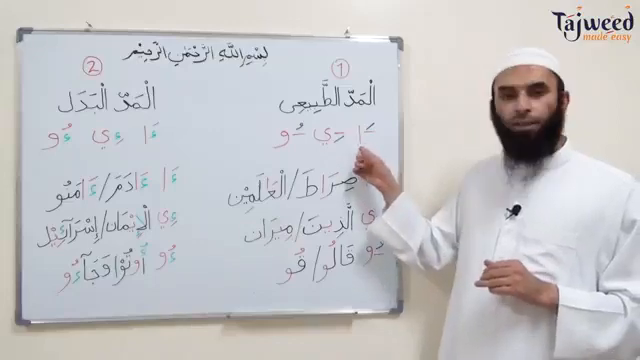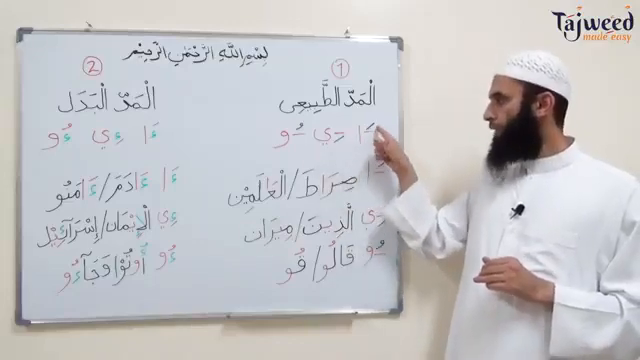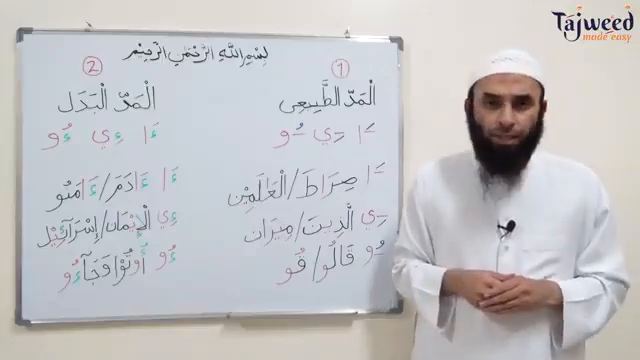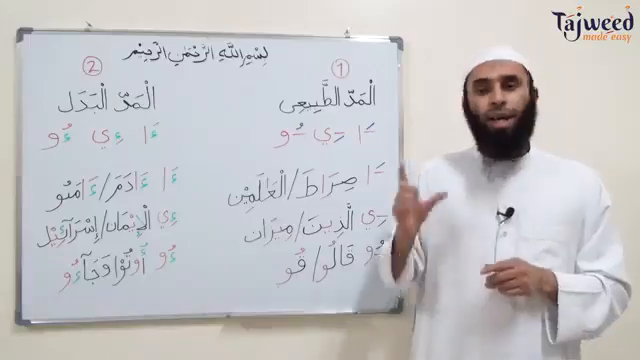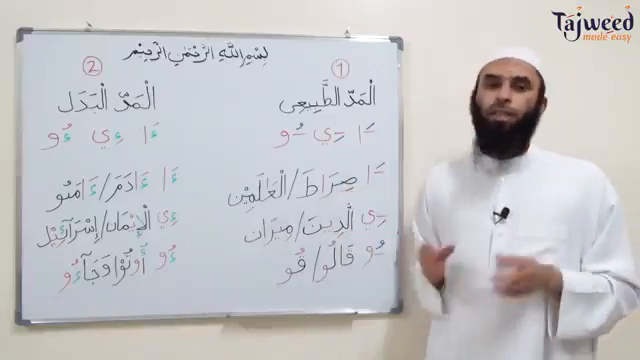Whenever we find one of the 3 letters of mad, if it's alif preceded by a letter with fatha, ya sukun preceded by a letter with kasra, waw sukun preceded by a letter with dhamma, and we're not stopping at that word, we're continuing, then it's 2 counts.